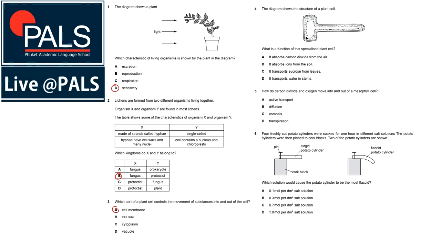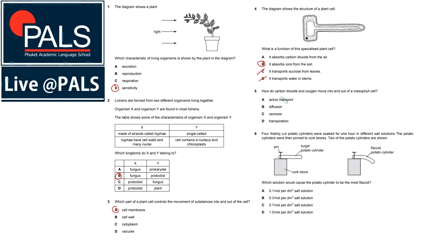The diagram shows the structure of a plant cell. We can see this hair-like extension here. So what is a function of this specialized cell? It's a root hair cell, and therefore it's part of the roots. And what do roots do? They absorb stuff, so it's either A or B. It absorbs carbon dioxide from the air? No, it's underground, so it must absorb ions from the soil, and it does that together with water from the soil.